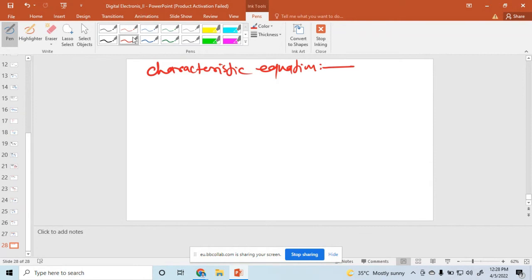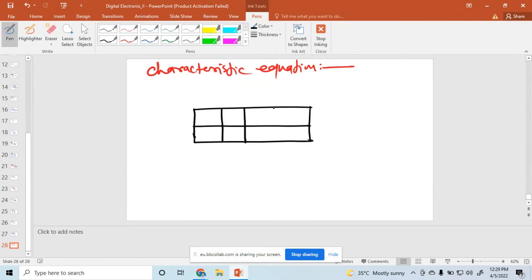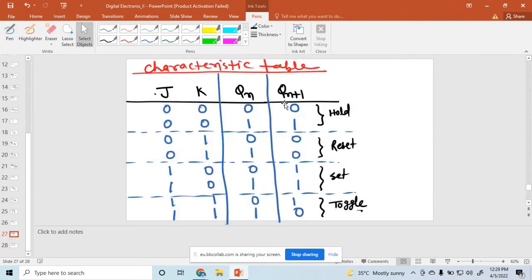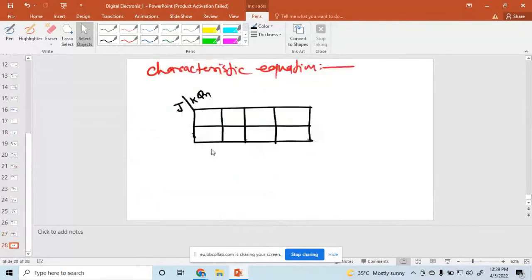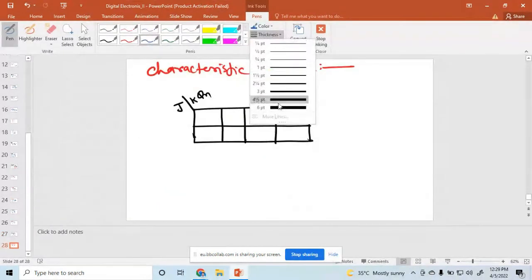How to find the characteristic equation? Here we use a three variable K map, found from the characteristic table. The inputs are J, K, and Qn. That's why I'm writing the table in this format. J, K, Qn is the input. So where is the one for Qn plus one? It is 1 at positions 1, 4, 5, and 6. At those positions, the value is 1. So here I'm writing the values.